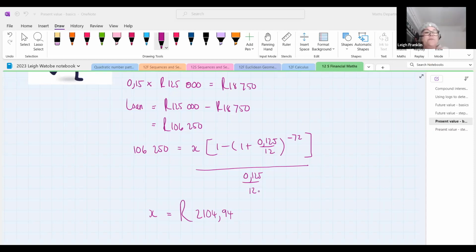So what you would do is this. On your calculator, you're going to press 106,250. And then you're going to multiply it by, press the fraction button, 0,125 over 12. And then press equals.